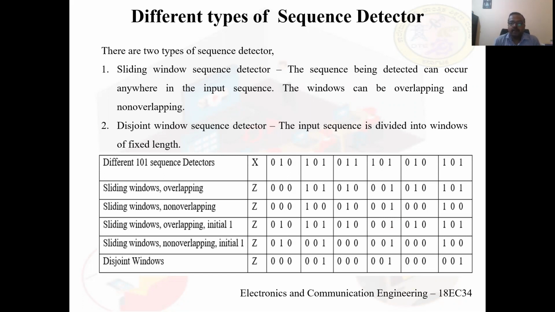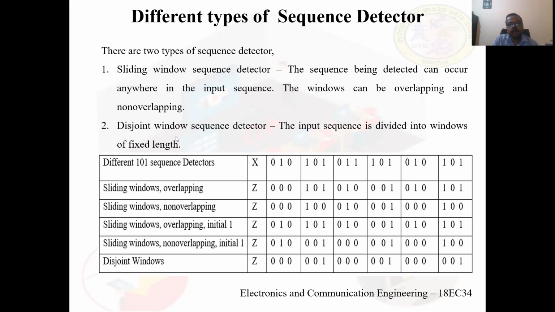As I was explaining, for a typical input sequence, the corresponding output sequence Z is 1 when the input is 1 0 1, right? That last 1 is the last input for the required sequence, and it is also the first input for the new sequence, so this becomes an overlapping sliding window sequence detector. I'll explain again by looking at this table.